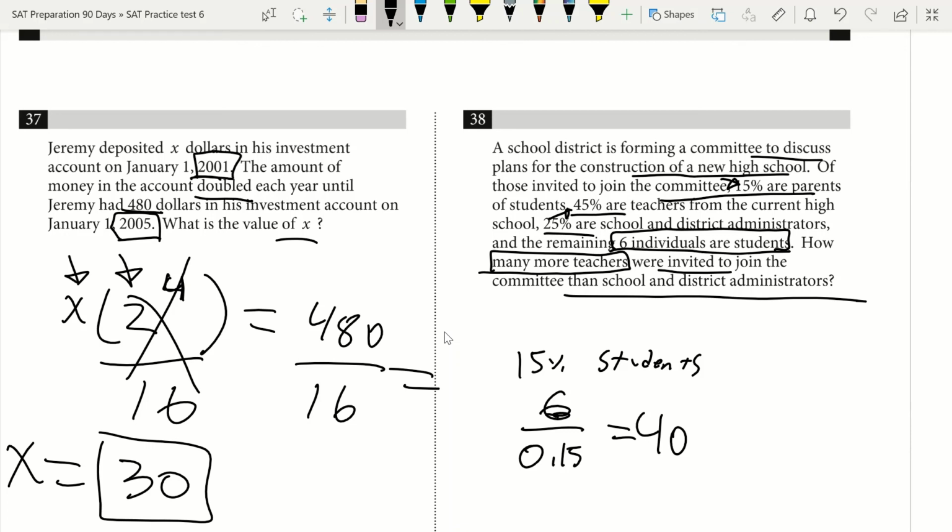Now I find the difference between the percentage of teachers and school and district administrators. That's going to be 45% minus 25%, which leaves me with 20%. So then I take that 40, multiply it by 0.2 to find that difference. I do that, and that's going to give me 8. So there were 8 more teachers than school district administrators. That one right there is not too difficult.